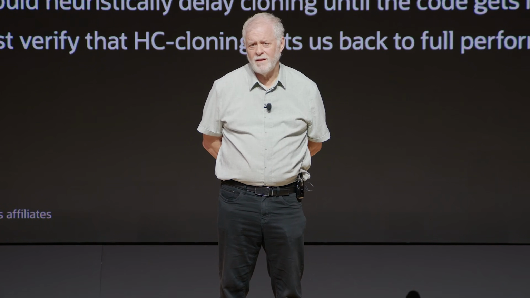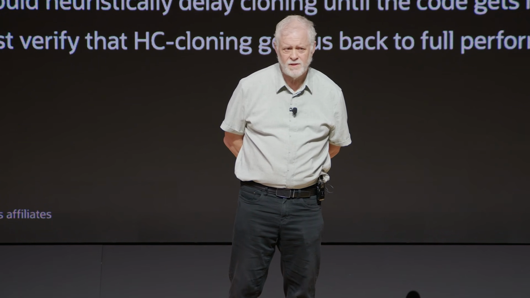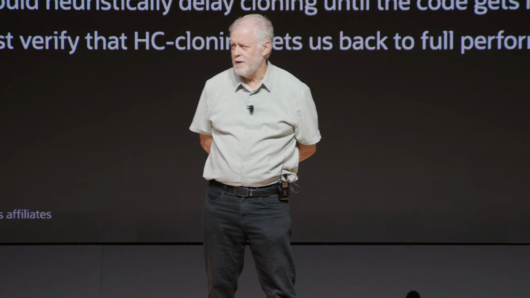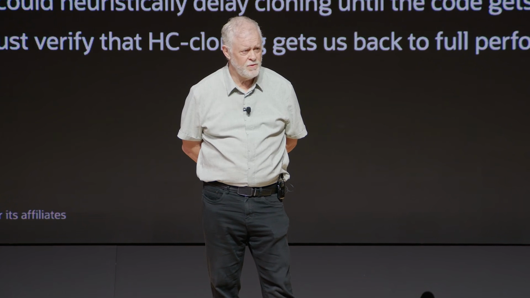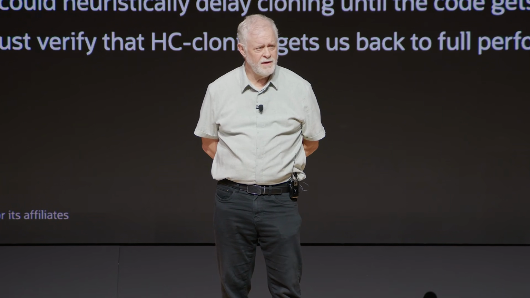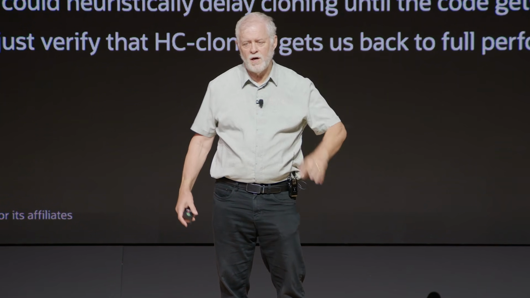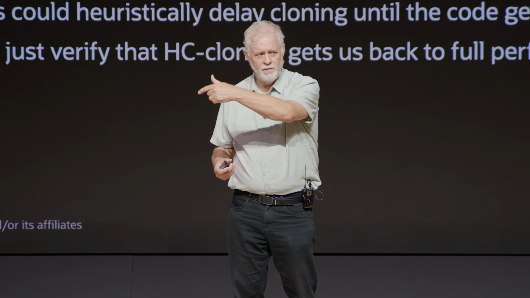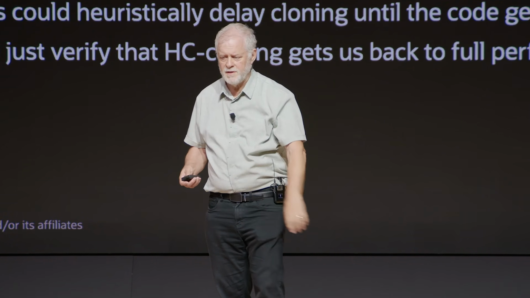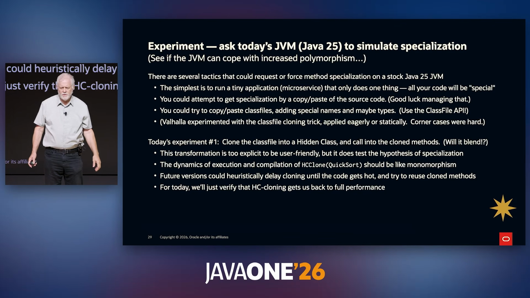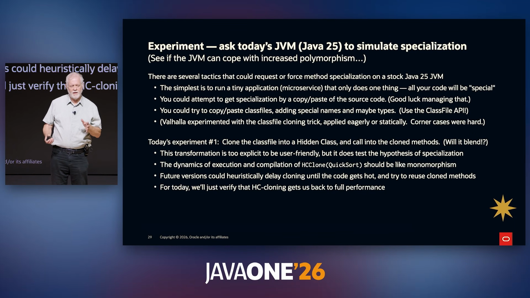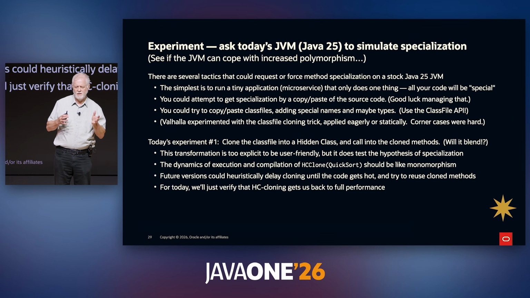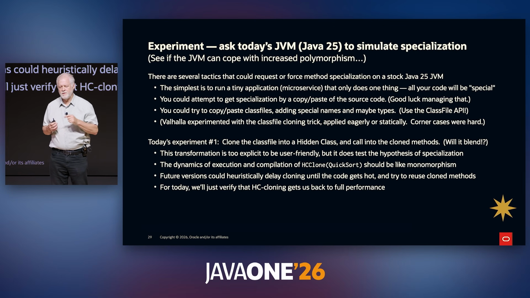But basically, it allows you to load a piece of class with a class file without committing to it being in anybody's namespace. So you can load as many of them as you like, and they can be actually docked into other namespaces, so they can actually access the private methods of the class that they're docked into. So what if we clone the class file for QuickSort into a hidden class? And then instead of calling the original methods, call the cloned methods.